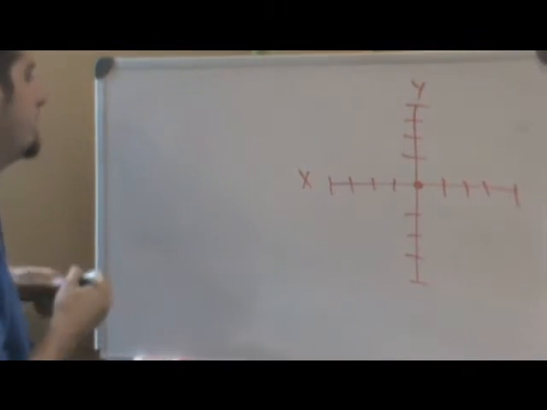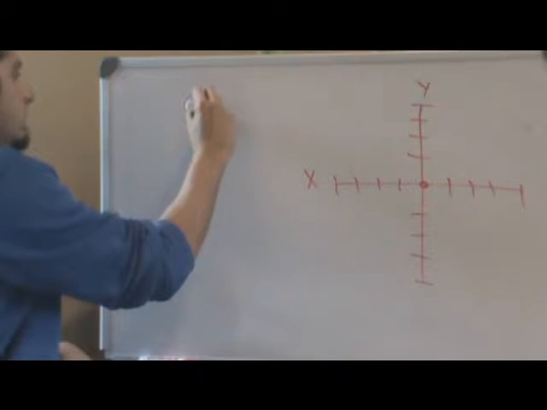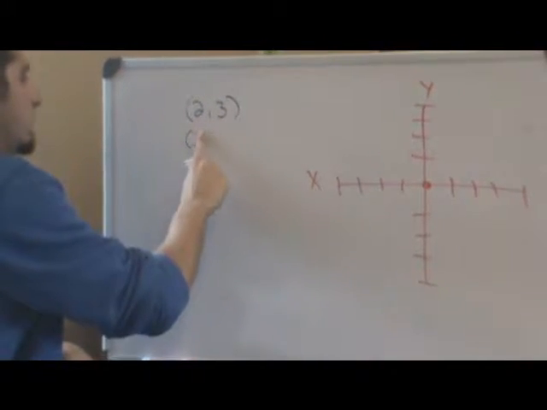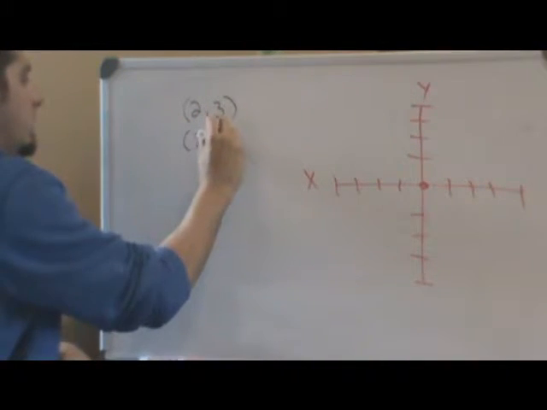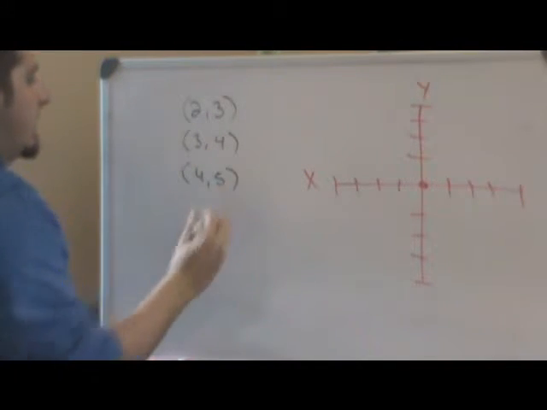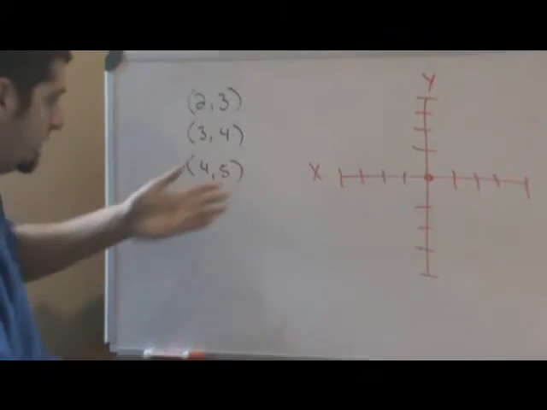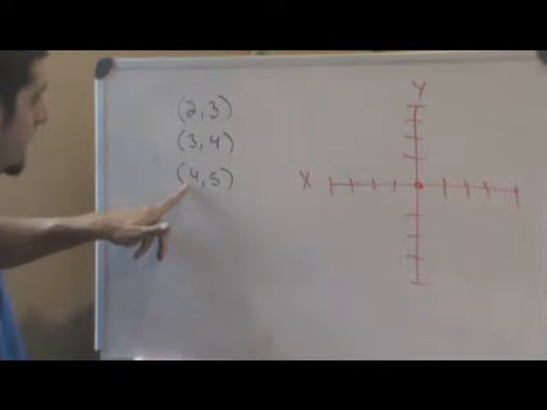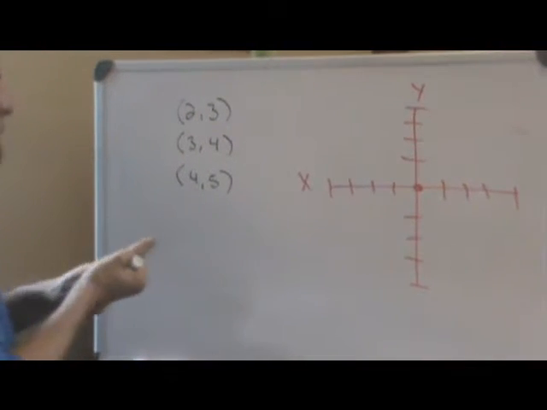Okay, if I have (2, 3), (3, 4), and (4, 5). Okay, this is a function. You can see my domain does not repeat. Okay, they're all different numbers. So that's technically a function right now.